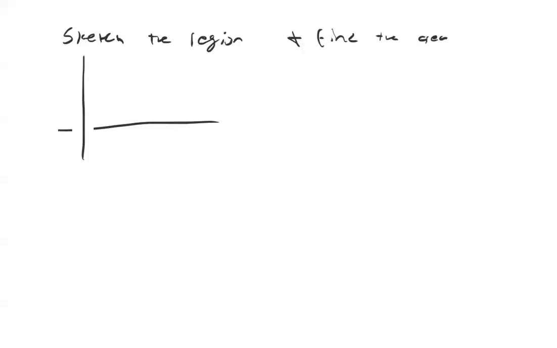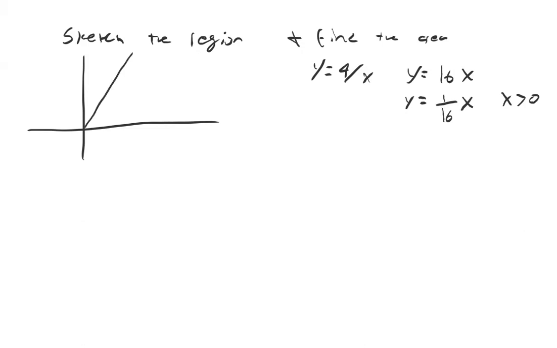So these are my axes. We have actually three functions here. Y is equal to 4 divided by x, y is equal to 16x, and y is equal to 1 over 16x. And we're told x is positive. So what this is going to end up looking like is this. Let me come down like this. We have another one that does something like this. It's drawn much better on the computer, but that's okay.